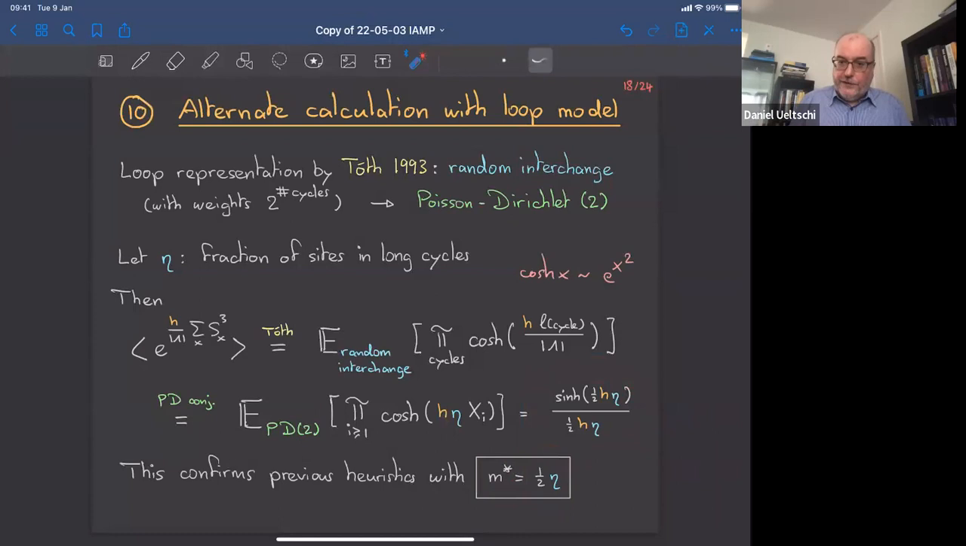So one sees that, I mean, what I'd like to convince everybody here is that if we do this calculation using the loop representation, we get exactly the same heuristics as the one with symmetry breaking. So this completely confirms the heuristics with symmetry breaking. So this was a model where things were kind of clear, the Heisenberg model. I mean, it's not proved, but these are mathematical conjectures, so everything is exact. Only the proofs are lacking, but the calculations otherwise make sense.